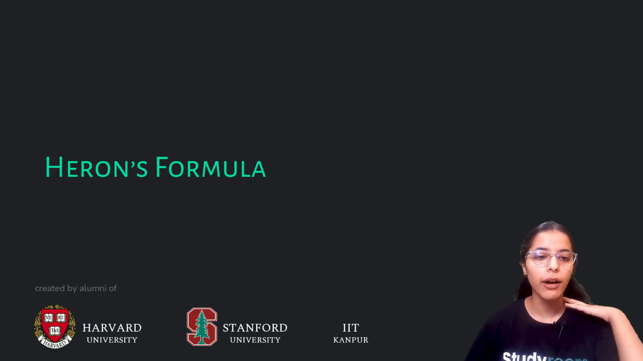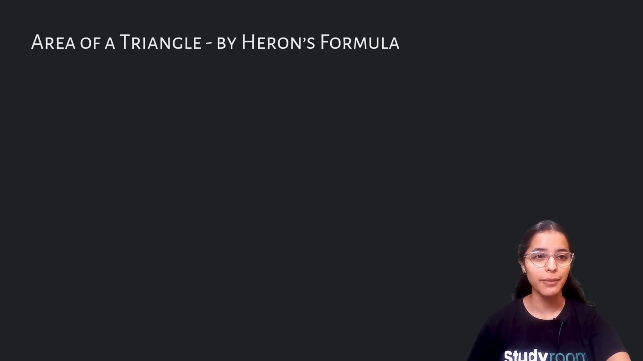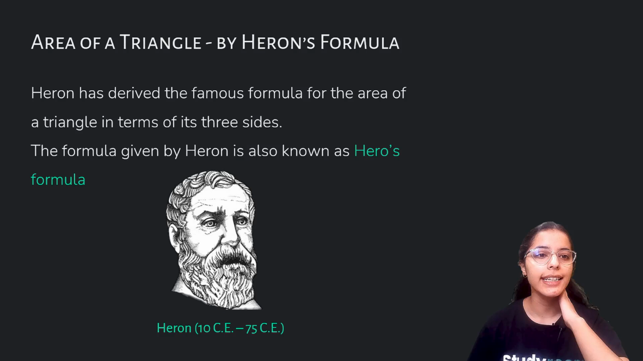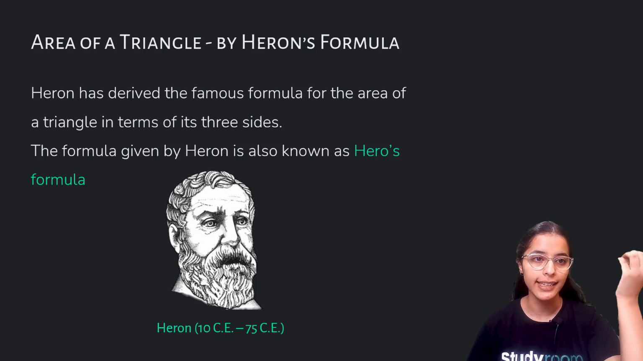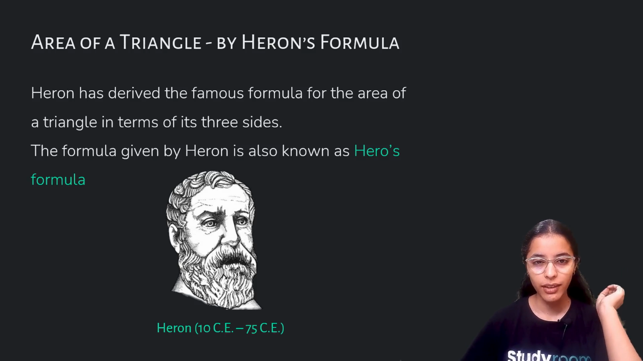Now let us learn about Heron's formula. First, let us see the man himself, Heron. Heron was born in about 10 AD, possibly in Alexandria in Egypt. He worked in applied mathematics, and his works in mathematical and physical subjects were so numerous and varied that he was considered to be an encyclopedic writer.